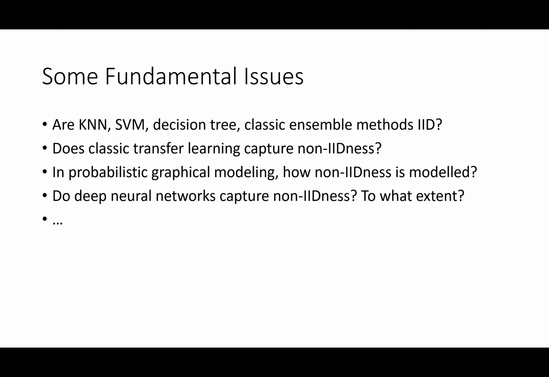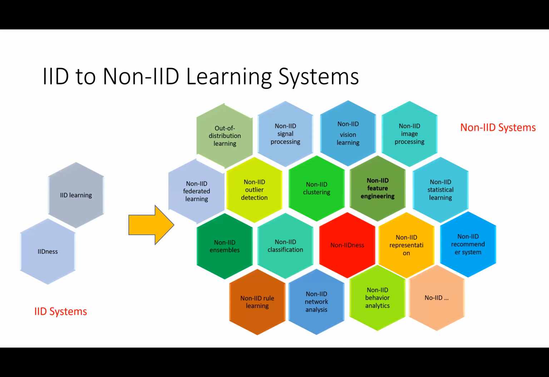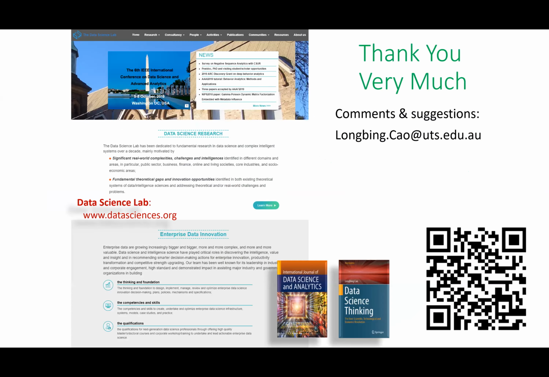KNN, SVM, decision tree, classic ensemble models: IID. Does classical transfer learning capture non-IIDness? In probabilistic graphical modeling, how is non-IIDness modeled? Do deep neural models capture non-IIDness? If you think yes, to what extent, and where are the gaps, etc. So that's why I see this as a quite fundamental issue, and also an opportunity, and it involves almost every specific machine learning and data analytic area.